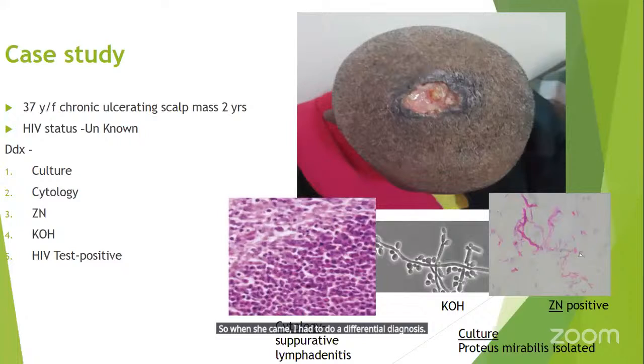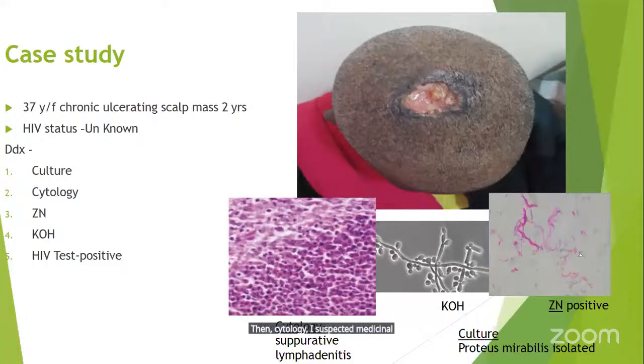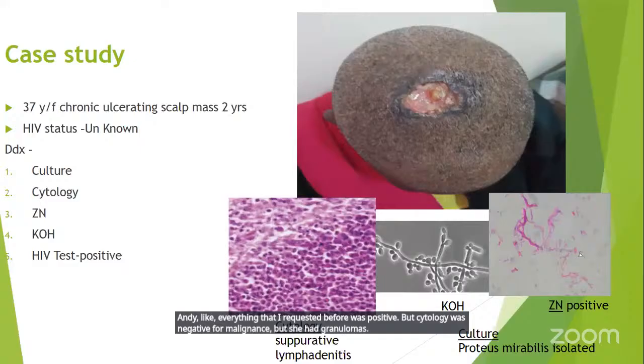I removed samples for culture, for cytology, Ziehl-Neelsen, KOH, and HIV. For culture, I was imagining this could be a very beautiful bacteria growing for 2 years. Then cytology, I suspected malignancy of the scalp. I suspected TB, KOH, I suspected fungi, and the HIV test, I suspected because she was very thin and she looked very sick. And everything that I requested was positive. But cytology was negative for malignancy, though she had granulomas and other issues.